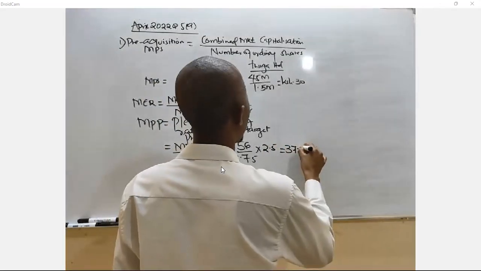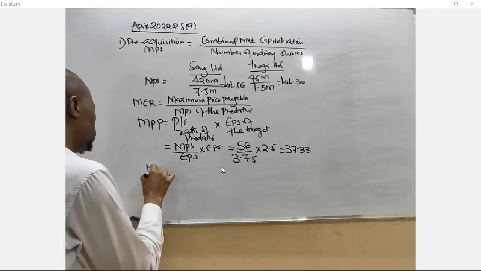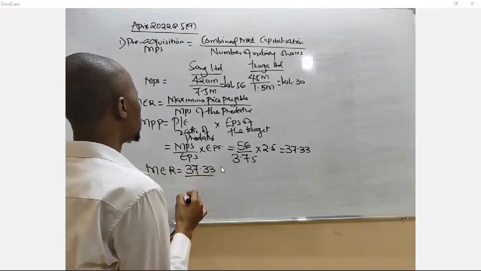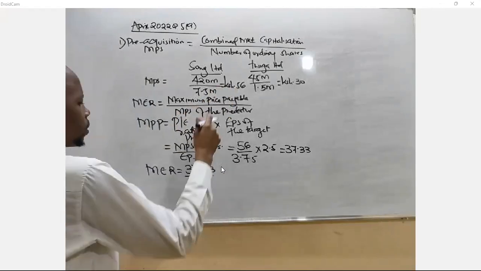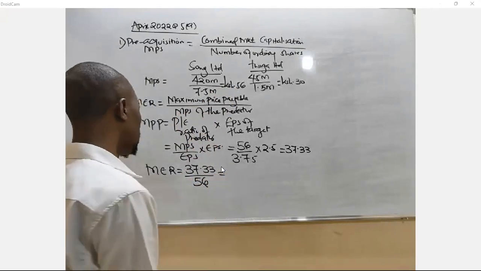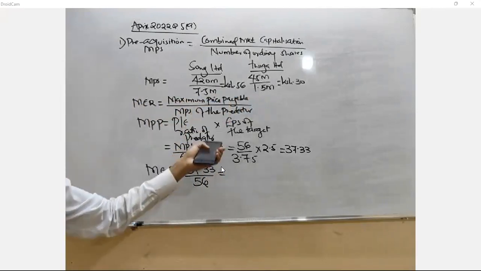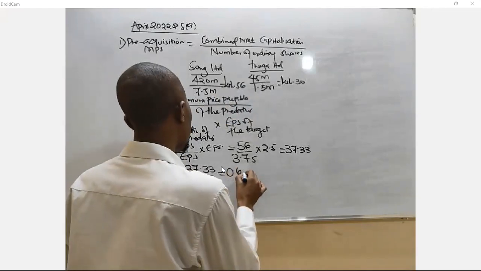Getting that 7.33. Now, when you get back to the calculation of the maximum exchange ratio, we take that 7.33 and divide it by the market price of the predator. The market price of the predator you are able to get is 56. So how much is the maximum exchange ratio? Remember, the first question ended somewhere here, but because this is being used in requirement part 2, I said let us do it. So when I divide by 56, I will be able to get 0.67.